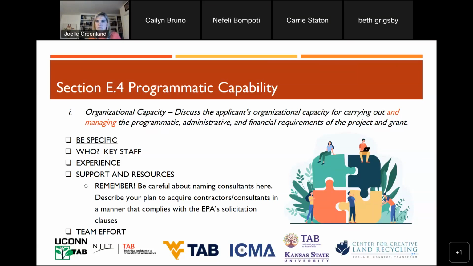You want to, same themes, same things basically Joelle was talking about with the specificity, identify the key staff, their experience, expertise, what specific roles they'll play in the management of this work. And check to see if the roles that you're defining support the program and the tasks that you've described in the previous section 3. Think about management, financial reporting, any checks and balances, and how you're going to work together as a team towards a common goal. And you should show that you have support and resources.